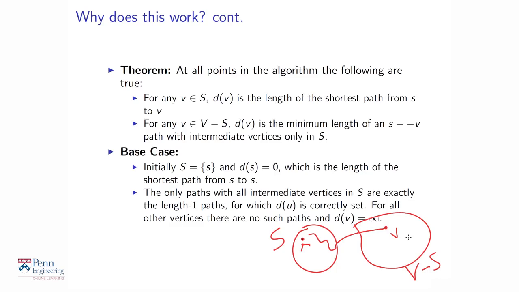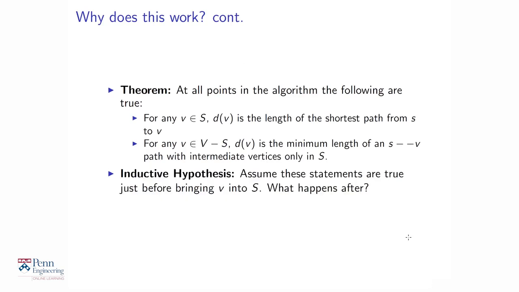What's a length 1 path? It's an edge from s to a neighbor of s. And for any neighbor u of s, we've set D of u to be the weight of the edge su. For all other vertices that are not neighbors of s, there are no such paths, and so D of u equals infinity. So initially, these two invariants stated in the theorem hold, and now let's see why they hold later on. Assume these invariants are true just before bringing little v into capital S.